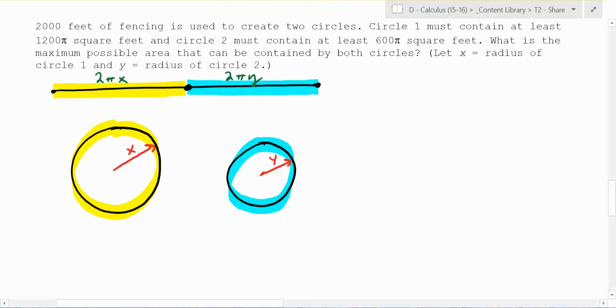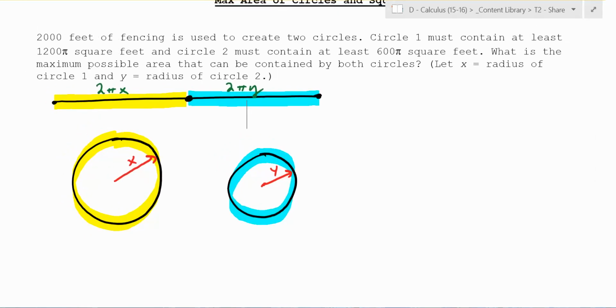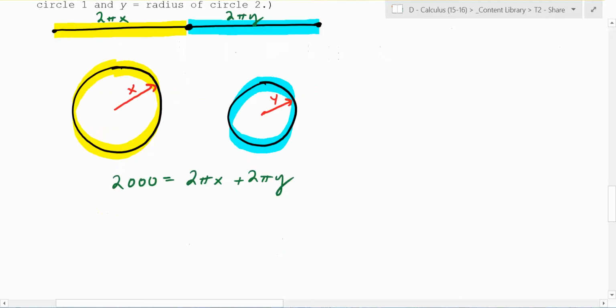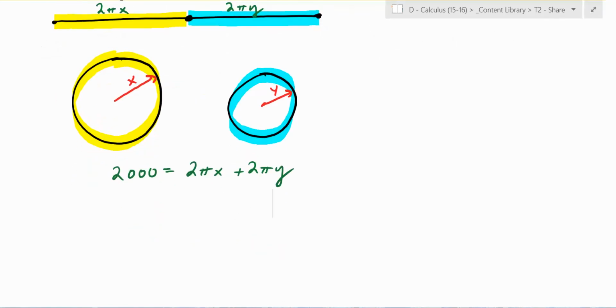Hey, but what do we know the total amount of fencing is? How much fencing do we have total? 2 pi x plus 2 pi y. Yes, we have that much, but what does it tell us? What's the leadoff number? You're correct. 2000. So what equation can we write, Caleb? 2000 is equal to 2 pi x plus 2 pi y. So we have a nice relationship. Could we simplify that a little bit? Yeah, divide by 2. We end up with 1000 is equal to pi x plus pi y.